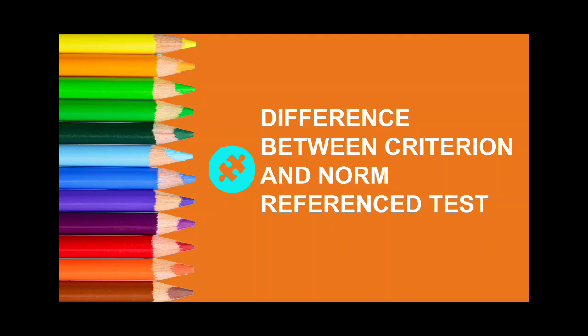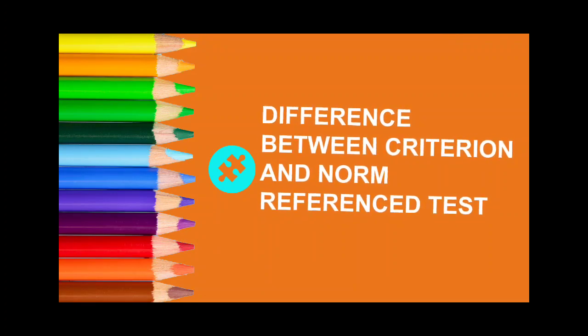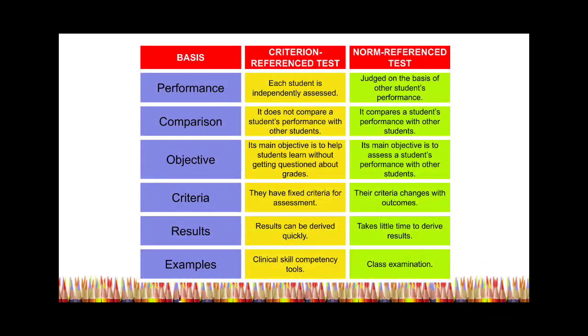So, we are done in Unit 14 and 15. So, the question is, what is the difference between the two? So, in terms of performance, in the CRT, each student is independently assessed, while in norm reference test, they are judged on the basis of other students' performance. In terms of comparison, the CRT does not compare a student's performance with other students, while the NRT compares the student's performance with other students.